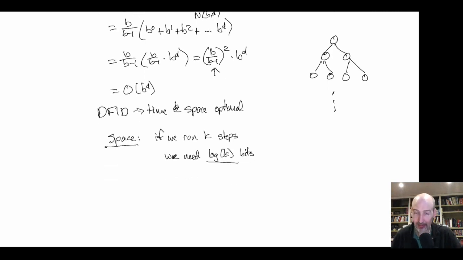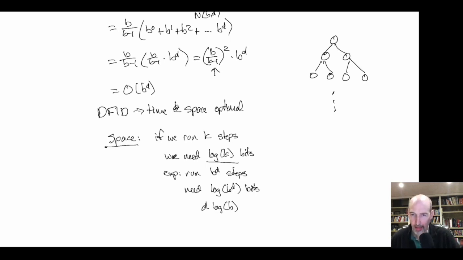And so what we know is that in an exponential problem, we run for b to the d steps. If we're going to run b to the d steps, that means we need log of b to the d bits to run it. And log of b to the d is equal to d log b. That's telling us, especially if b is constant, that to run for b to the d steps, you need O of d memory.